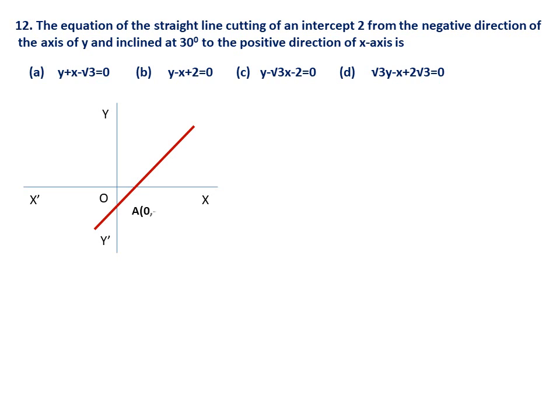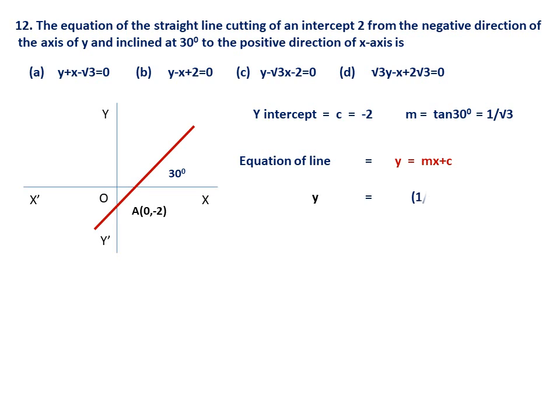The line cuts the y-axis at (0, minus 2) because it is negative, and the line makes an angle of 30 degrees with the positive direction of the x-axis. So what is given here is c is minus 2 and m is tan theta, that is 1 by root 3. You know the equation of the line is given by y equal to mx plus c. So now just substitute and simplify. So y equal to 1 by root 3 x plus minus 2.